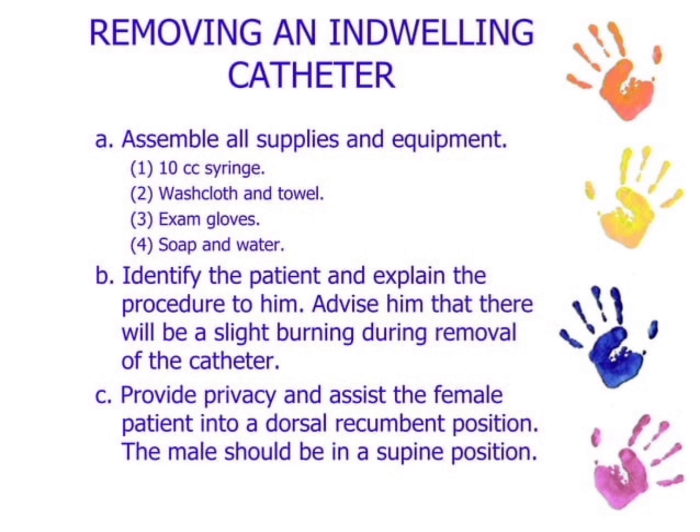Removing an indwelling catheter. Assemble supplies and equipment. Identify the patient and explain the procedure to him. Advise him that there will be a slight burning during removal of the catheter. Provide privacy and assist the female patient in the dorsal recumbent position. The male should be in a supine position.